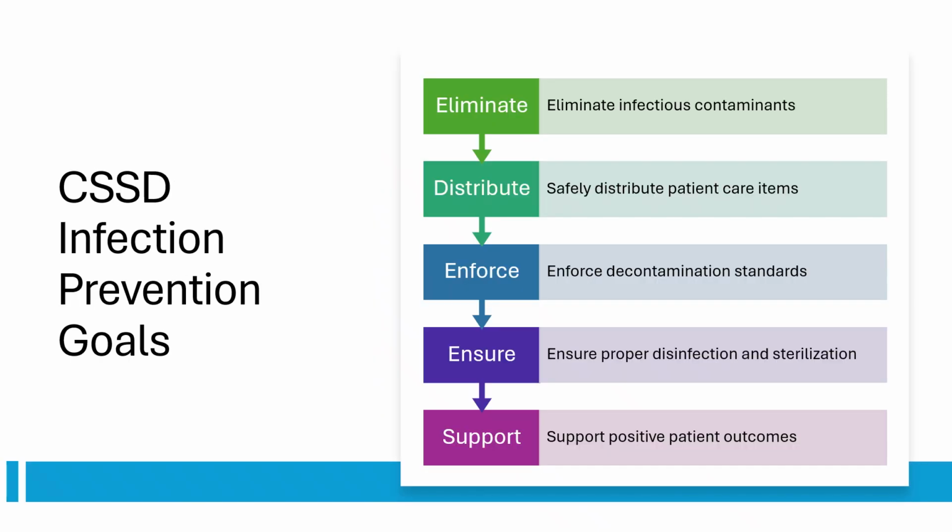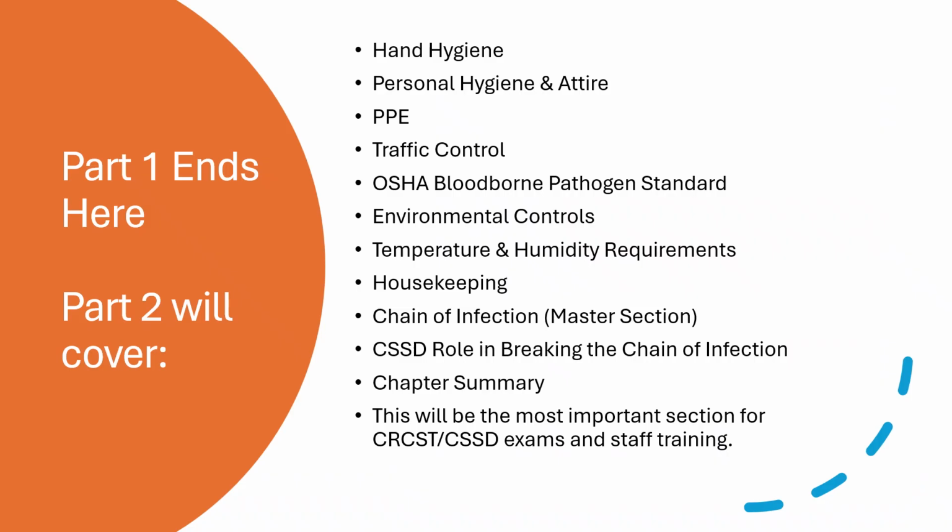The ultimate goals of CSSD infection prevention are to eliminate infectious contaminants, safely process and distribute medical devices, enforce evidence based standards, and support excellent patient outcomes through safe instrument processing. Part 1 ends here. In part 2, we will cover key infection prevention, hand hygiene, personal hygiene, and PPE. Finally, we will see how CSSD breaks the chain and end with a quick summary.